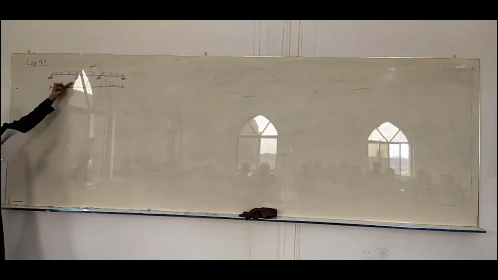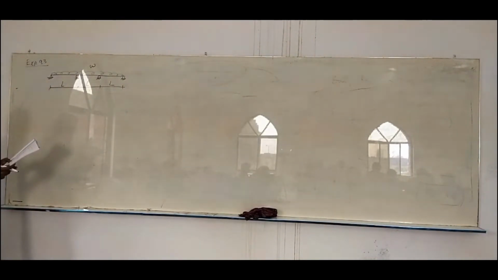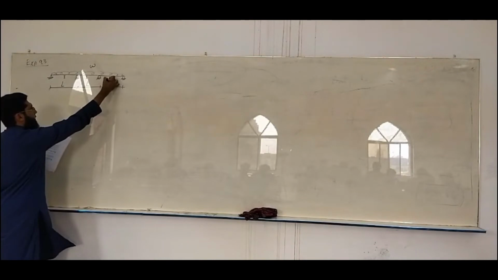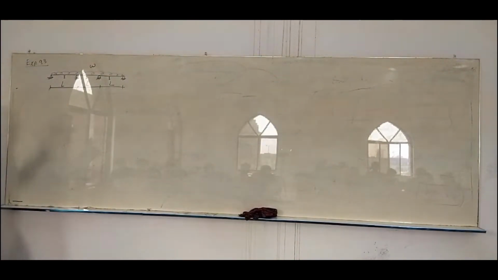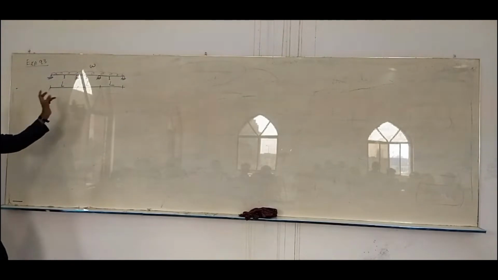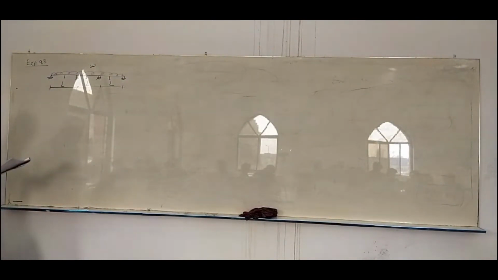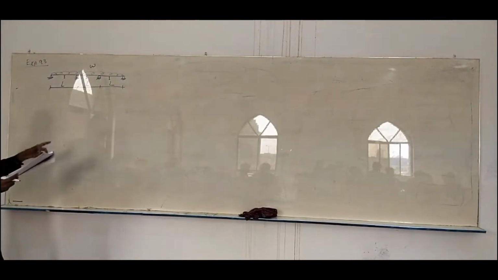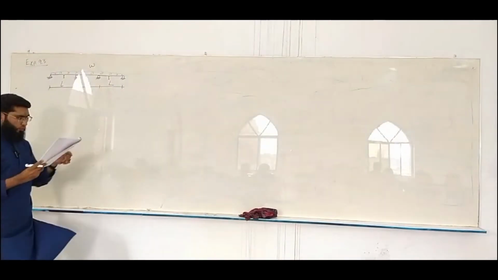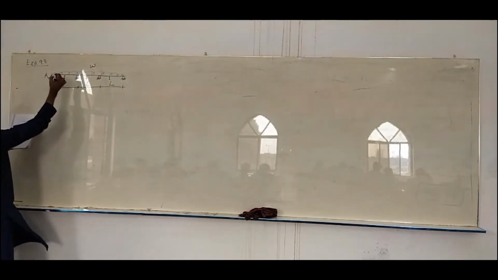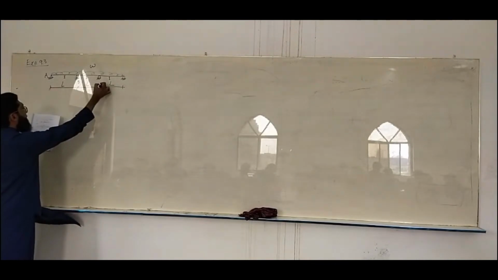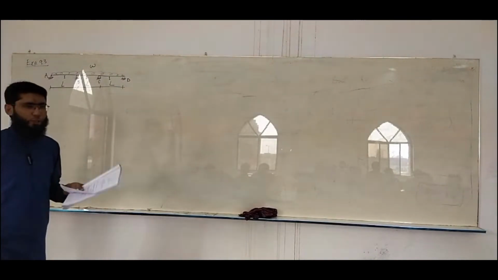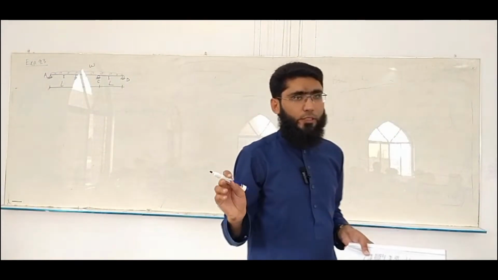So each span is L, and they're all equal, and all of them have the same moment of inertia. So it's a continuous beam and it's prismatic, and the ends are not fixed; these are pinned or roller. So we are going to solve this problem. What is required? We are going to find the reactions on this beam. So let's give the names A, B, C, and D.